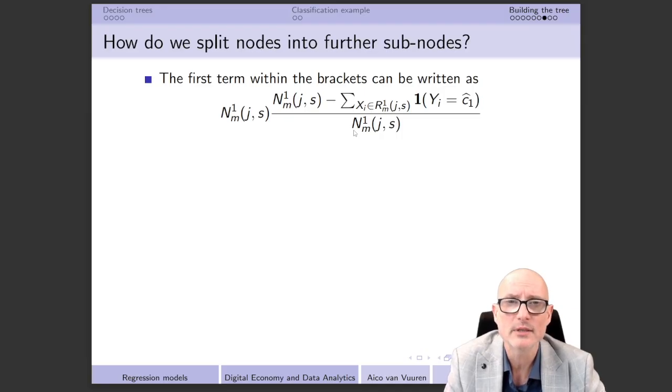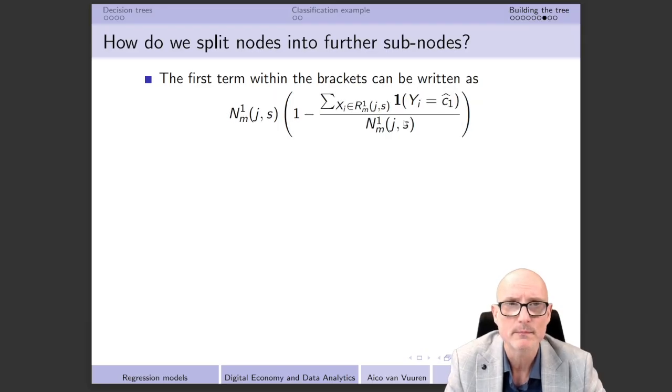Then the next step is a very trivial one. We should realize that this divided by that is simply equal to 1. So we get 1 minus this numerator divided by that denominator that we have over here. This now looks a little bit nicer, but now I'm going to make it look a little bit less nice. I'm going to explain to you later on why I'm going to do that.